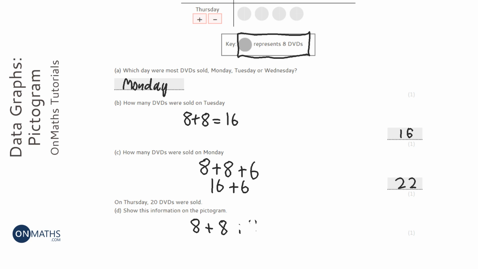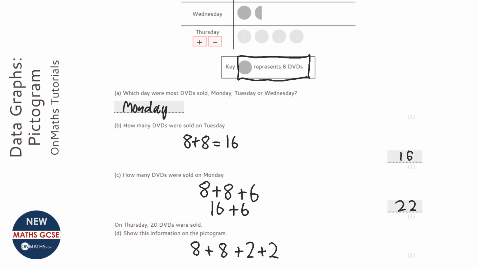So that would be too much. So we're going to have to go into those quarters. So we've got 16. How many more 2s do we need? So 16, that would give us 18, and that would give us 20. So we need 2 whole circles and then 2 quarters.